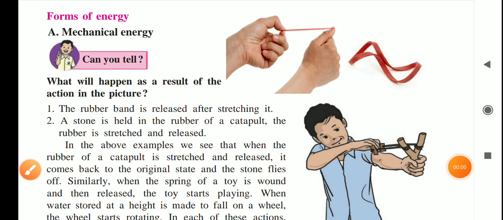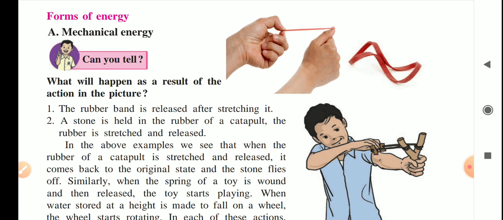Welcome friends, today we will be studying about forms of energy. So what are the different forms of energy? These are mechanical energy, heat energy, chemical energy, sound energy and light energy. So today we will be studying about mechanical energy only.